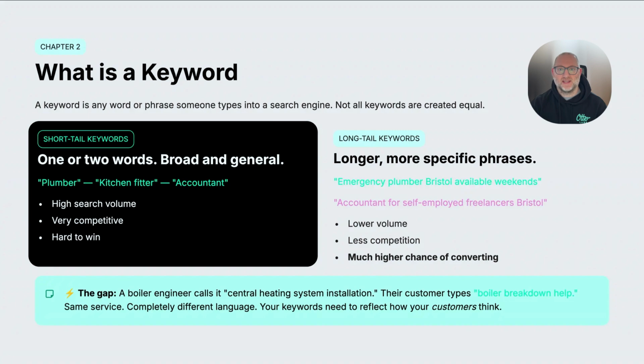The other thing to understand is the gap between how businesses talk about themselves and how customers search for them. A boiler engineer might describe their service as central heating, system installation and maintenance. Their customer types boiler breakdown help or new boiler cost UK. Same service, completely different language. Your keywords need to reflect how your customers think, not how you think about your own business.